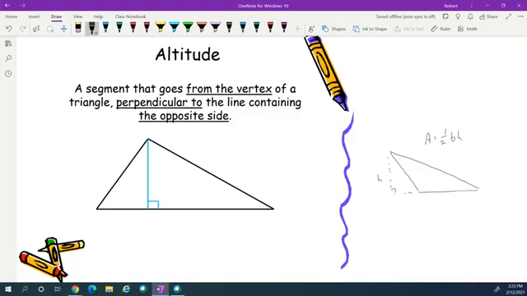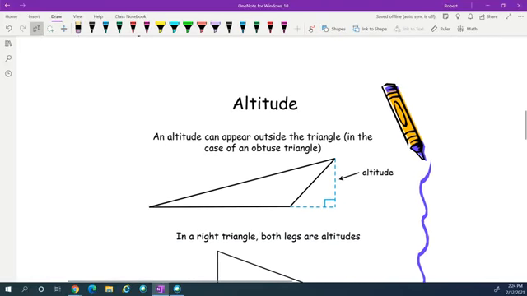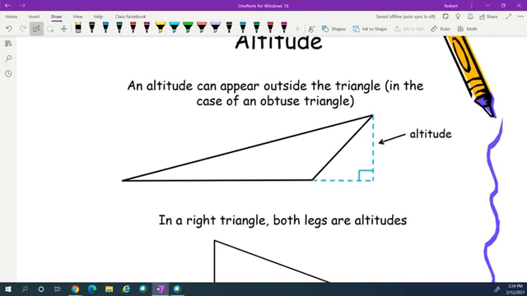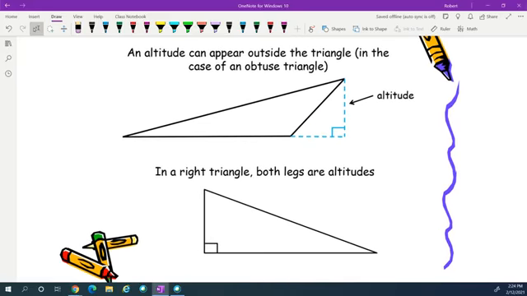That's what we're saying here. It has to be perpendicular to the line that contains the opposite side of the triangle. So don't let the words trip you up. You've seen this 100 times before. Now, here it is again. An altitude can appear outside the triangle. It only happens with an obtuse triangle. We also want to recognize that in a right triangle, both legs fit the definition of an altitude.